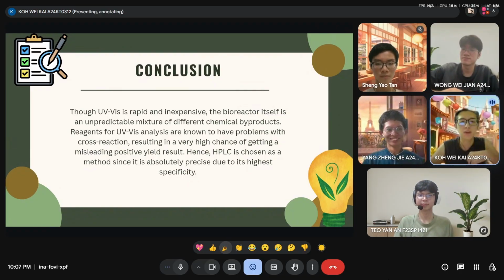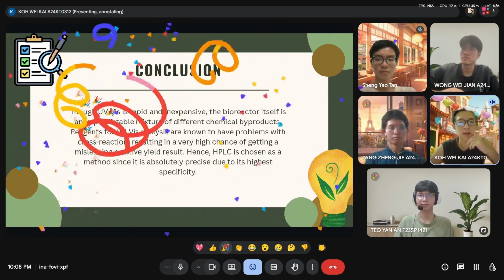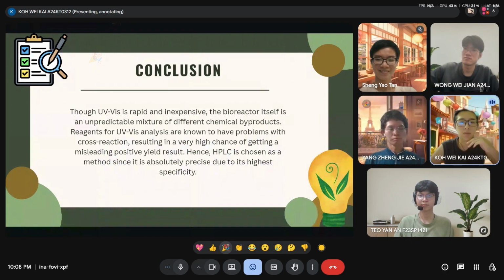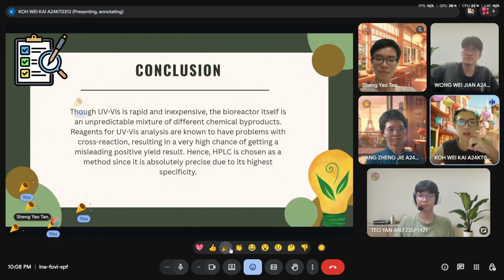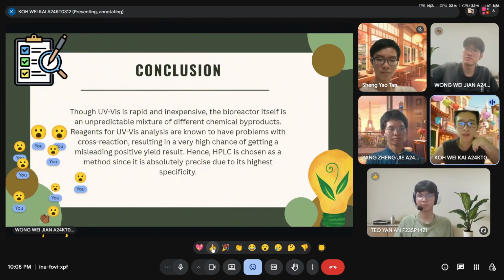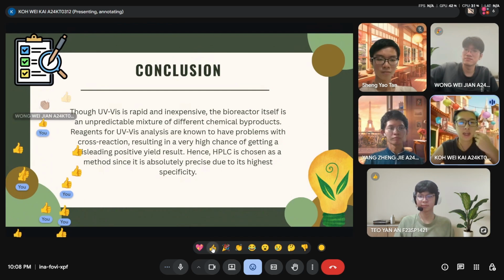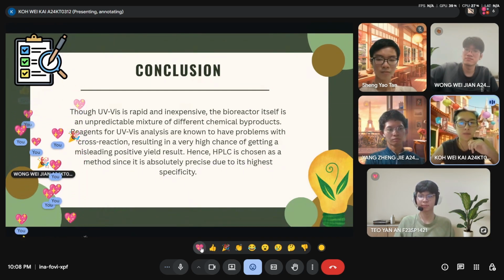So throughout this session, we found that the UV-Vis method is very rapid and inexpensive compared to the other ones. The bioreactor itself is an unpredictable mixture of different chemical byproducts, and the reagents for UV-Vis analysis are also known to have problems with cross-reaction, which results in a very high chance of getting a misleading positive yield result. So HPLC is chosen as the method since it is highly precise due to its superior specification.